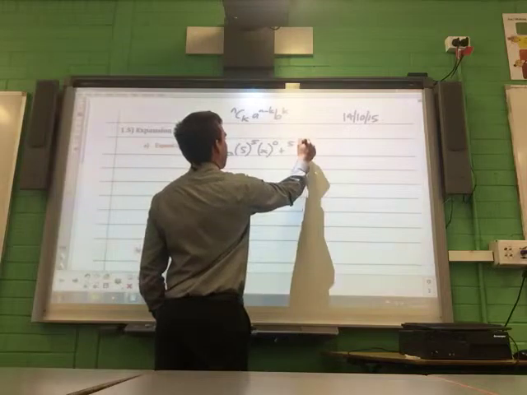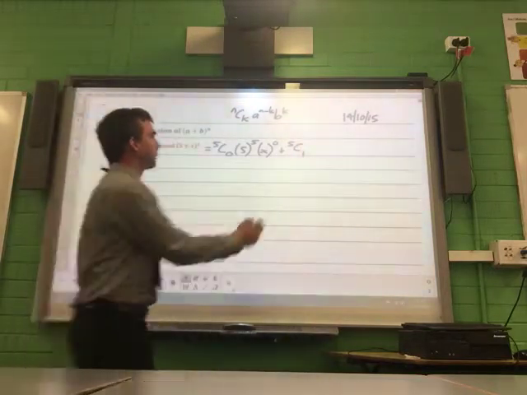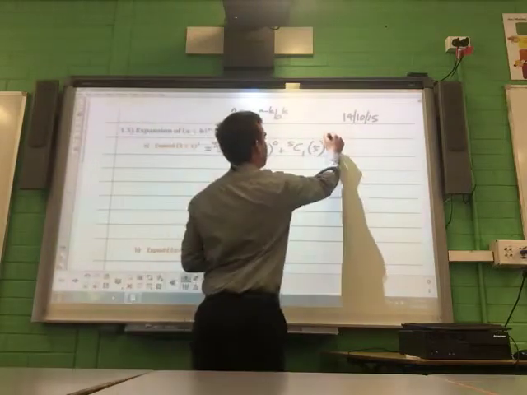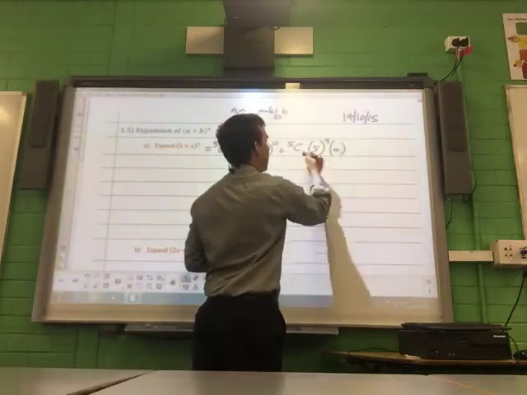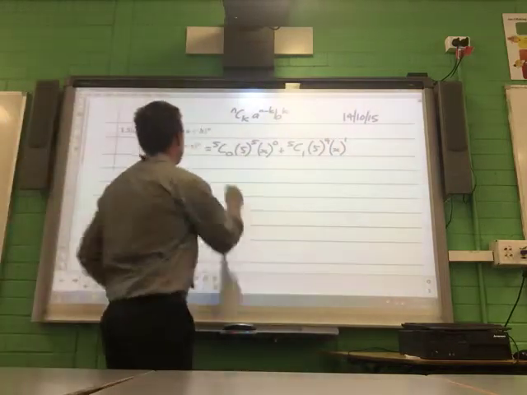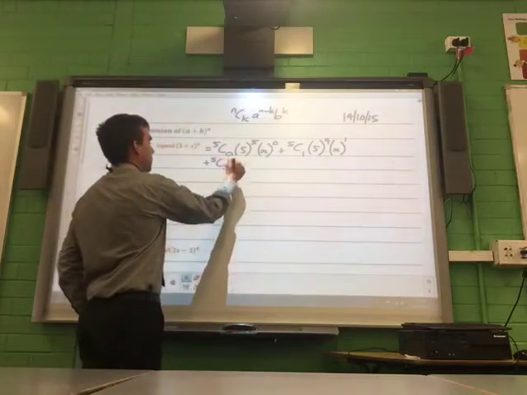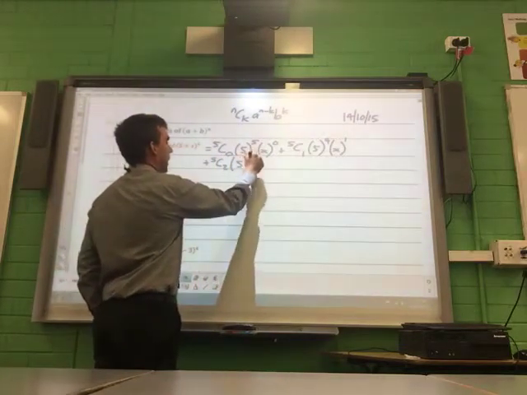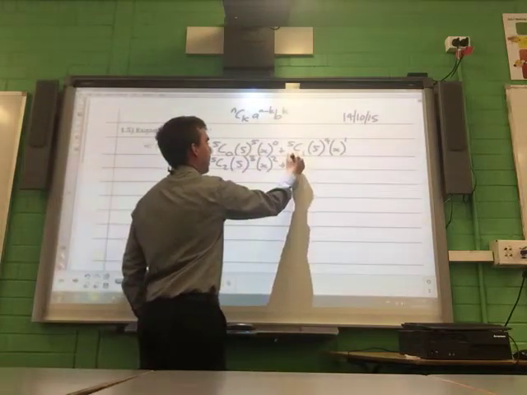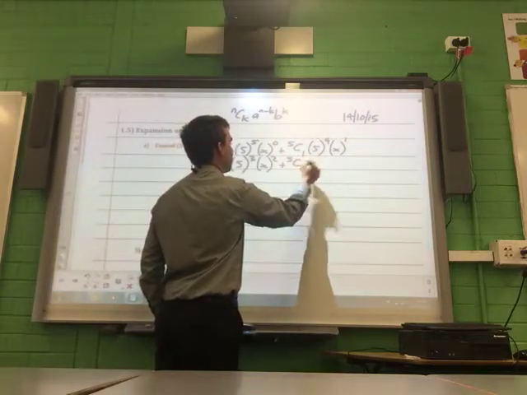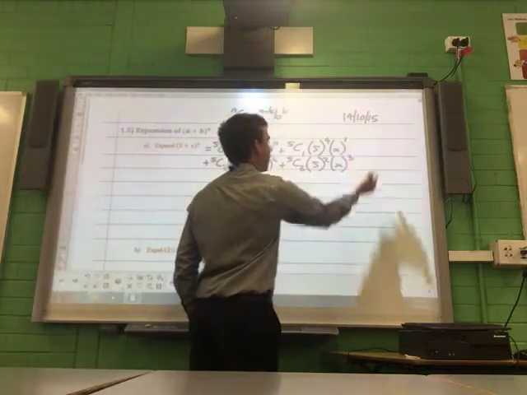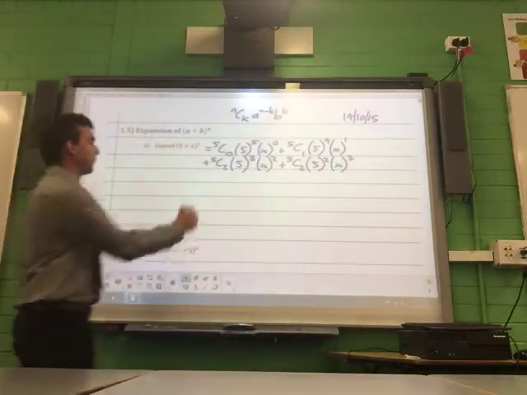Next value is 1, so 5C1. 5 to the power of n minus k, so 5 take away 1, is 4, and we have x to the power of k, which is 1. Then 5C2, 5 to the power of 5 take away 2, which is 3, and x to the power of k. So it is really simple once we understand the pattern, and we keep following that pattern right through.